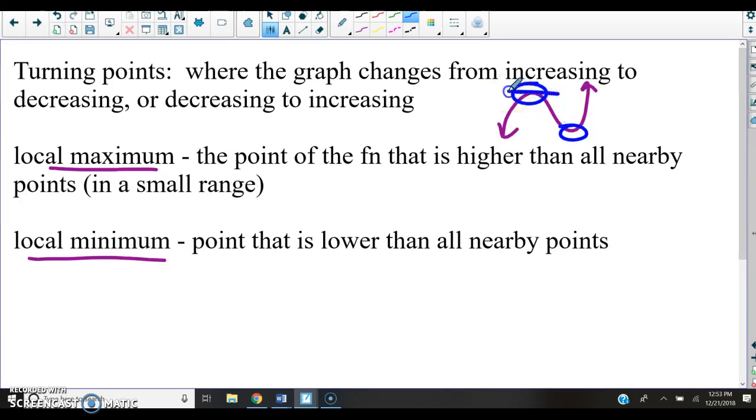This would be a local maximum. This would be a local minimum. We just call them max and min. It's not the highest or lowest point on the entire function. It's just the highest and lowest point in a short range of numbers. So maybe just in that part, it's the highest and the lowest.